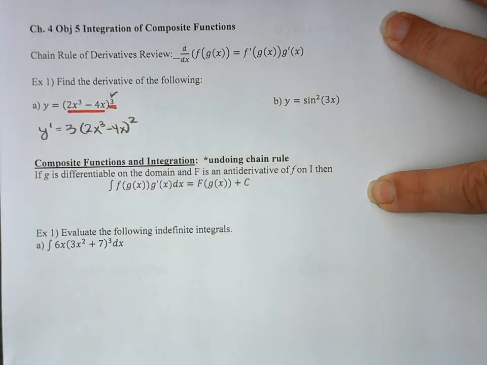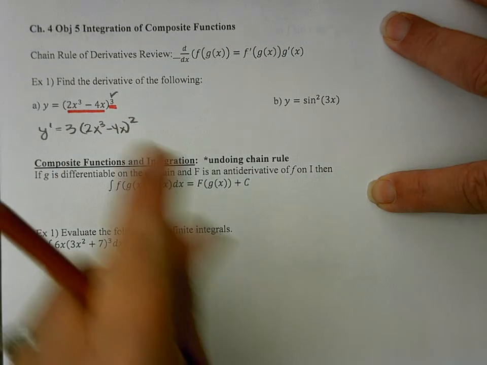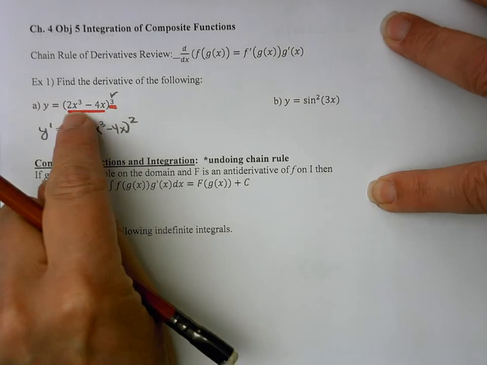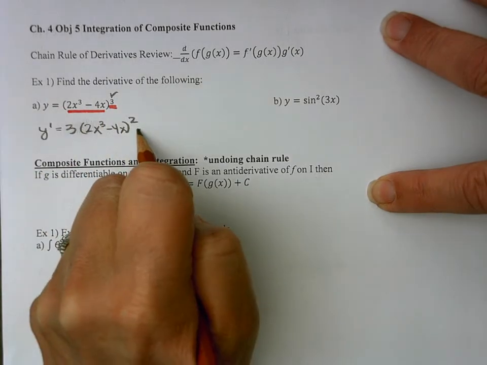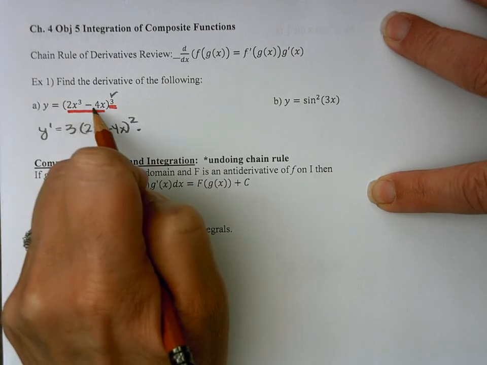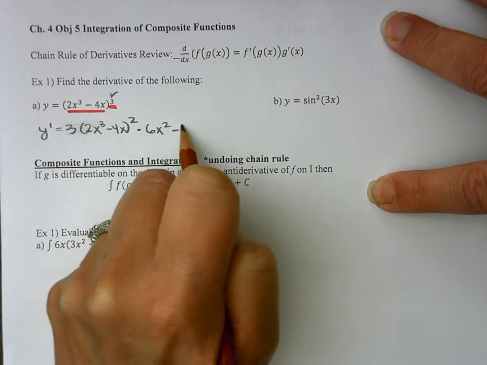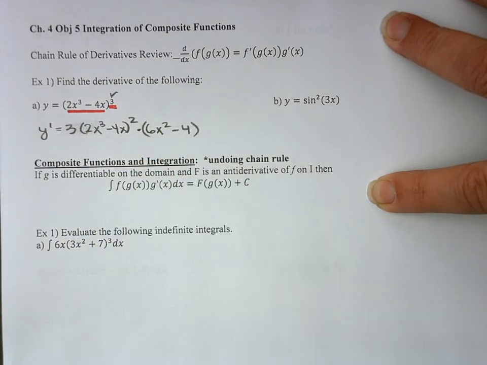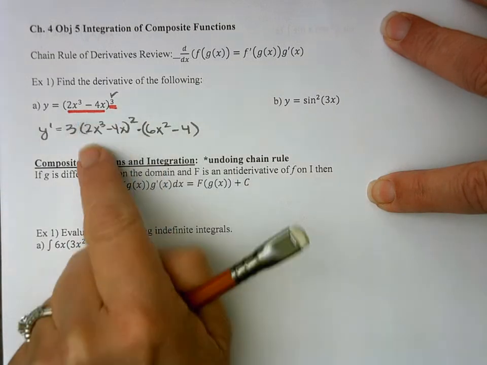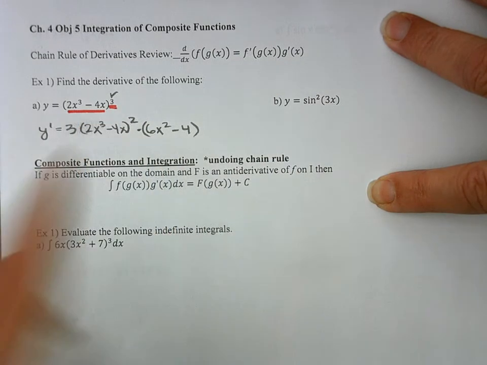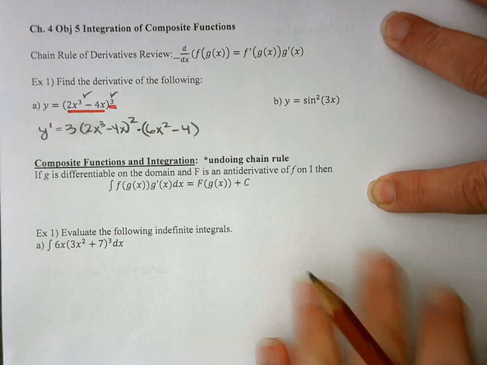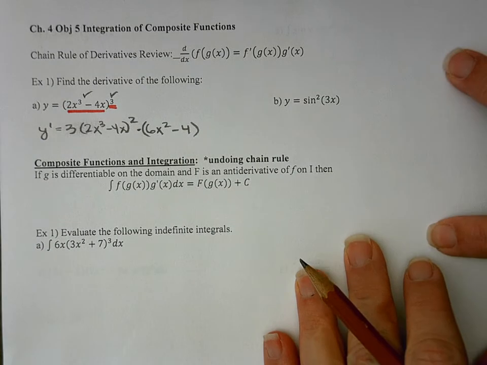So that outside power is done. And then now I move to the inside, so that's this one right here, and I'm going to multiply that by the derivative. So when I do that, I'm going to have 6x squared minus 4, and then keep that grouped. So that is the derivative. And ta-da! Now that one is done. All right, so let's take a look at B.